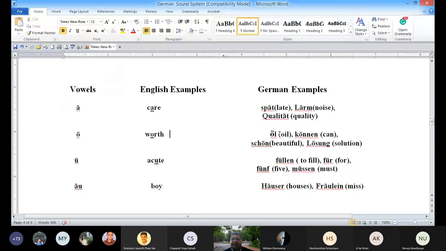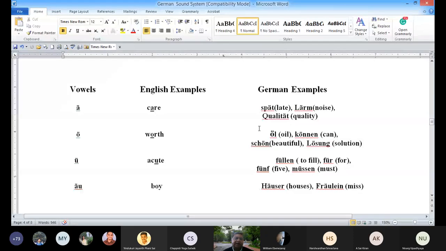For example, O umlaut L, meaning is oil, but how to pronounce it, listen carefully, oil. I am pronouncing O and then E and then L, Öl, können, schön, Lösung. So Öl is oil, können is a modal verb, can, schön is beautiful, Lösung is solution.